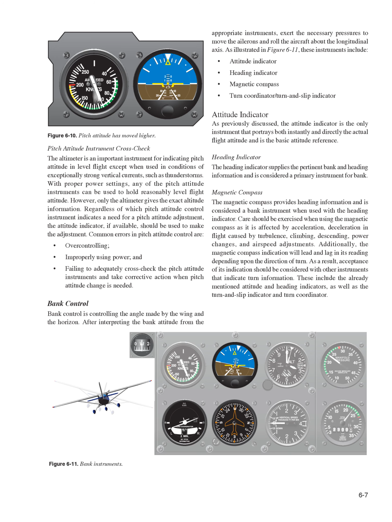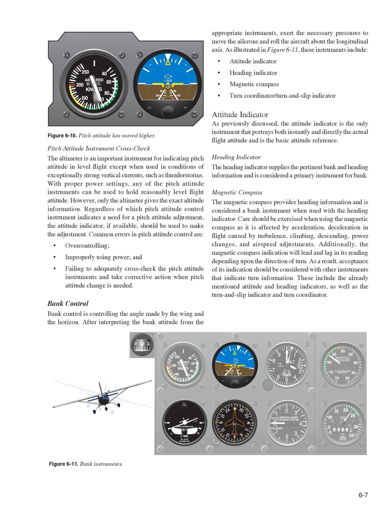Pitch attitude instrument crosscheck. The altimeter is an important instrument for indicating pitch attitude in level flight except when used in conditions of exceptionally strong vertical currents, such as thunderstorms. With proper power settings, any of the pitch attitude instruments can be used to hold reasonably level flight attitude. However, only the altimeter gives the exact altitude information. Regardless of which pitch attitude control instrument indicates a need for a pitch attitude adjustment, the attitude indicator, if available, should be used to make the adjustment. Common errors in pitch attitude control are overcontrolling, improperly using power, and failing to adequately cross-check the pitch attitude instruments and take corrective action when pitch attitude change is needed.